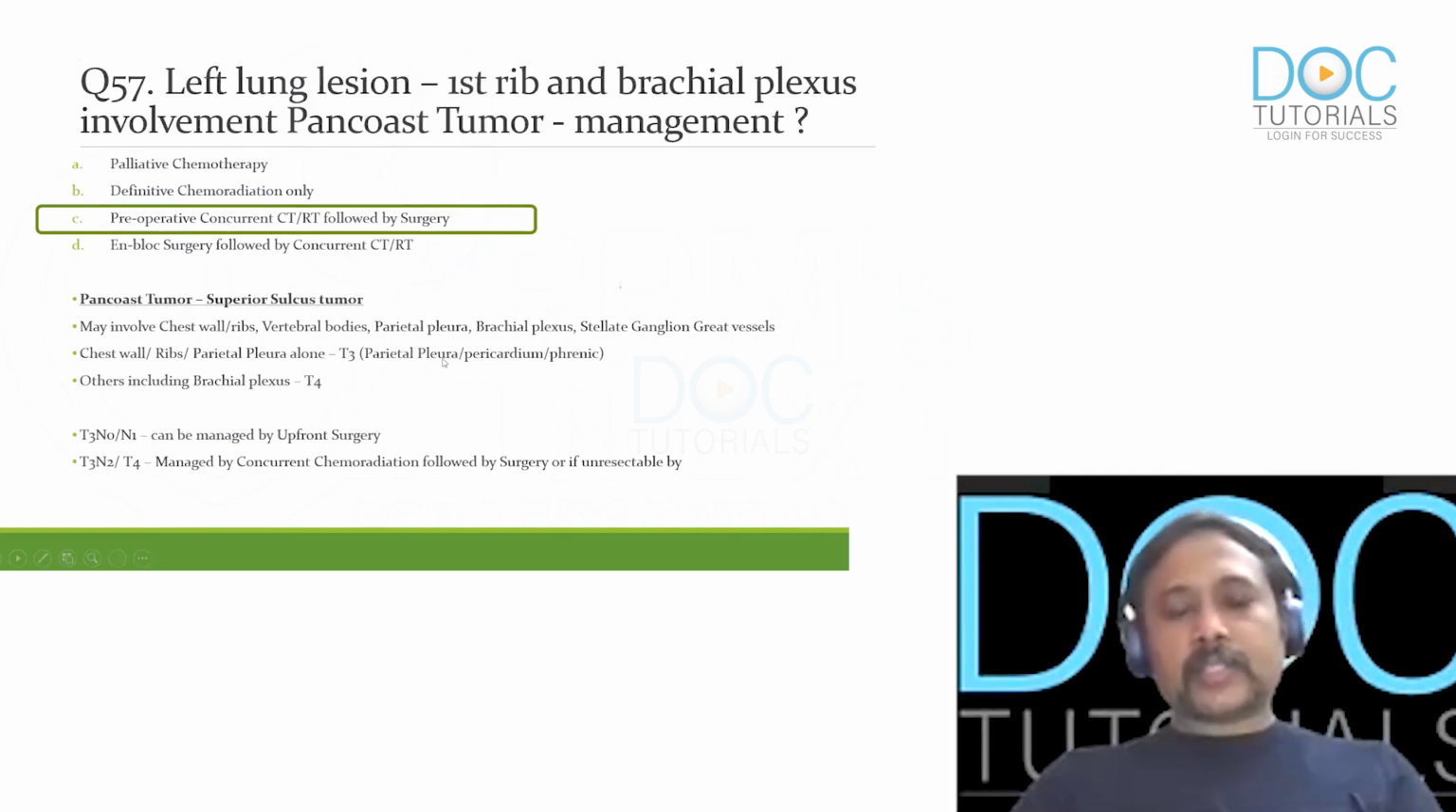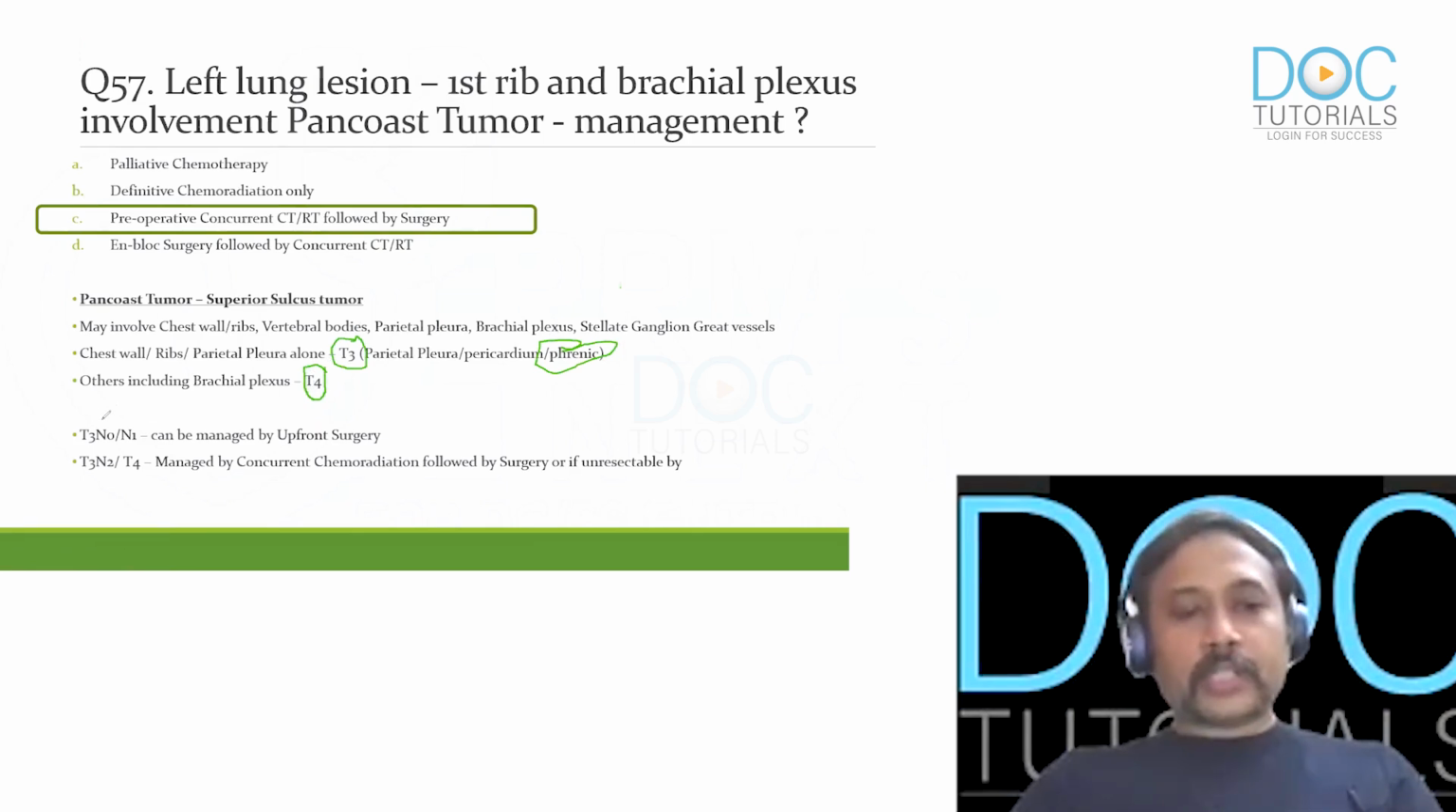So T3, the other way to remember is it is a stage of 3Ps. Okay, the parietal pleura, the parietal pericardium, and the phrenic nerve. These three invasions, when found, it is going to be called a T3 lesion. In staging also, it is asked for you time and again. So the nerve involvement, when you have the parietal pleura, parietal pericardial involvement, or the phrenic nerve involvement, if it is going to be there, that is going to be a T3 tumor. Any other thing which is involved, which includes the brachial plexus, that makes it a T4 tumor.